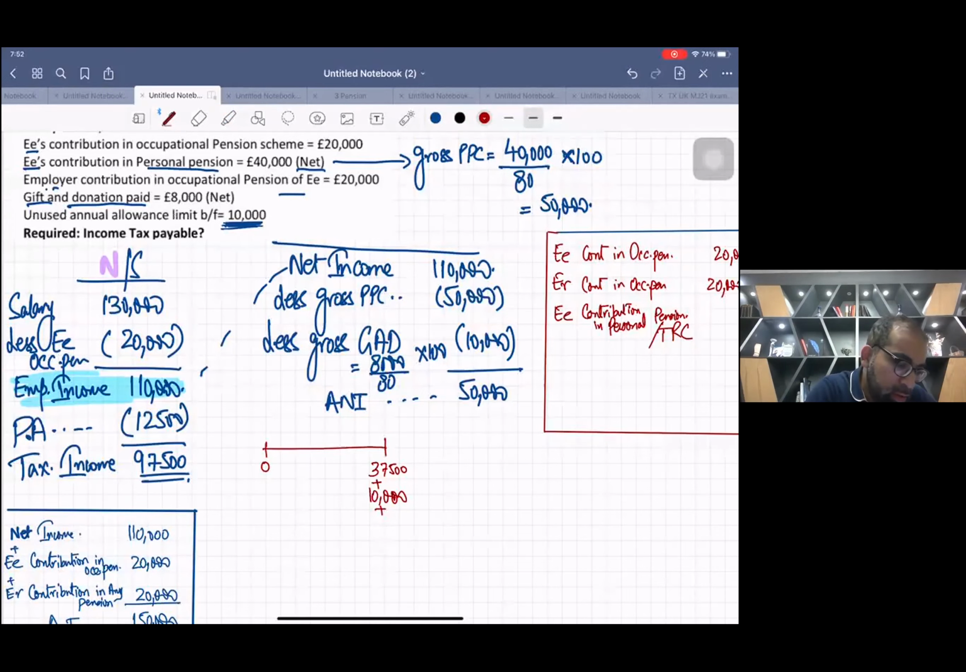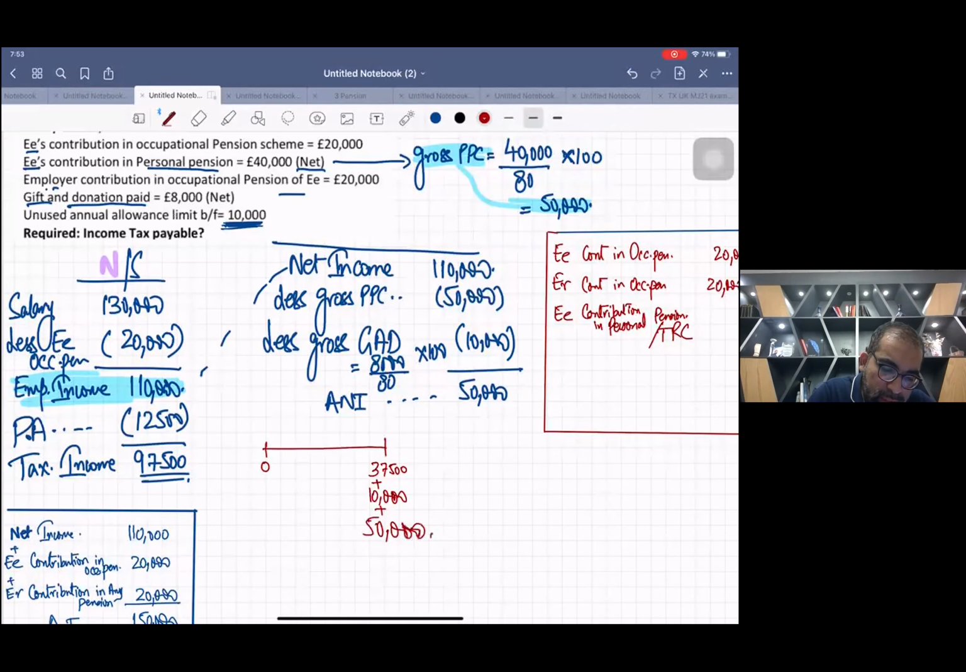Now compare your relevant earning with your gross PPC. What is the lower amount? That is 50,000. So you will be stretching your bands with 50,000. Okay, so now write 50,000. This 50,000 is your TRC.